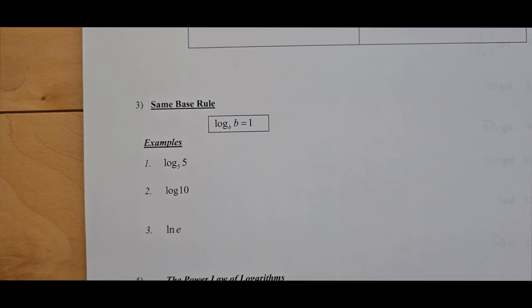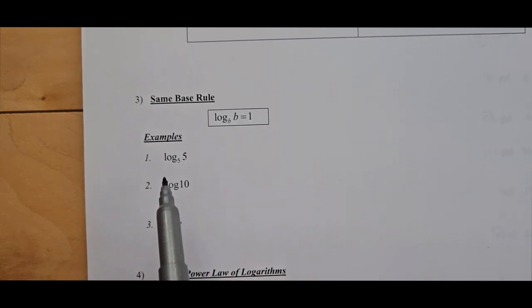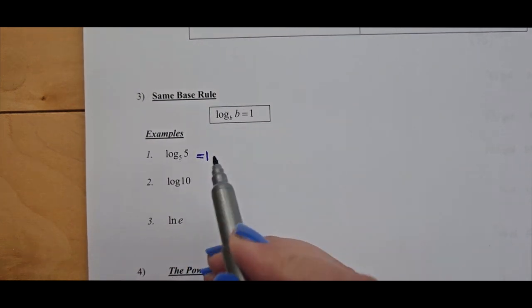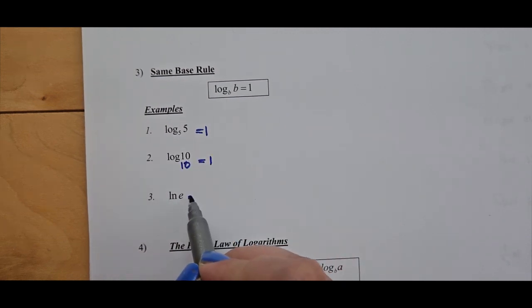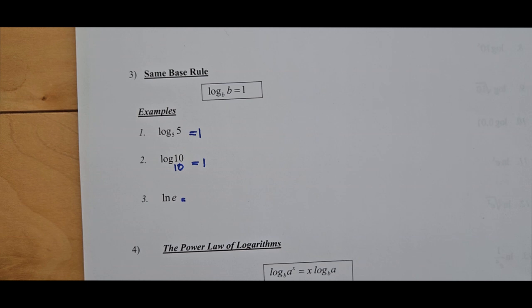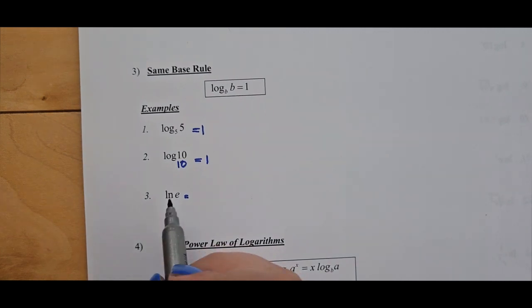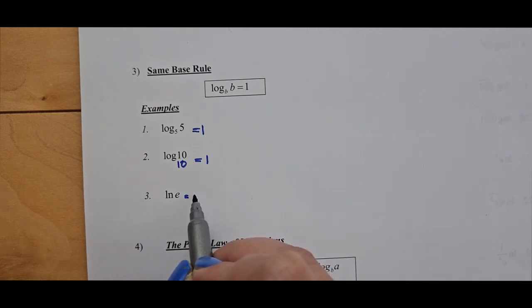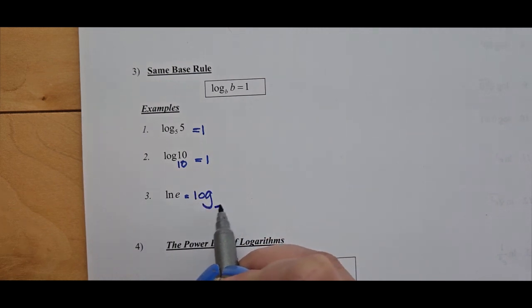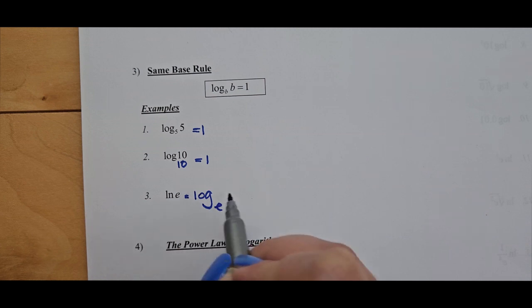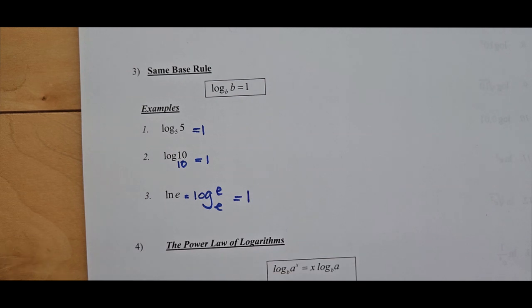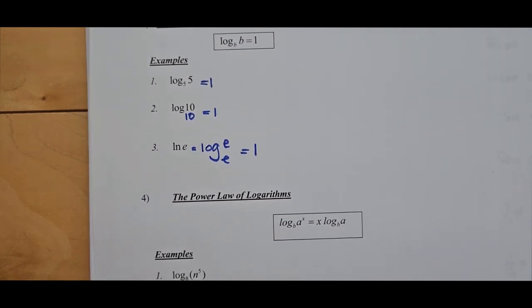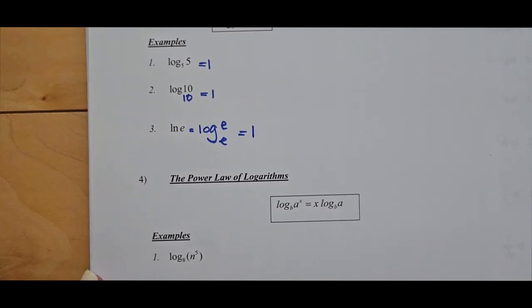So to give you an example, log 5 to the base 5 is 1. Log 10 to the base 10, right? It's 1. Okay, how about this thing? What is it? Exactly. Remember, ln, it's actually log to the base e, right? And here it's e, so log e to the base e is 1. Okay, so these are very important properties or rules.